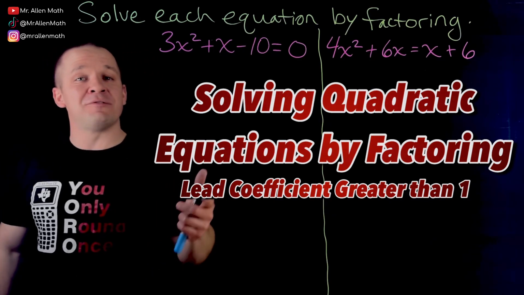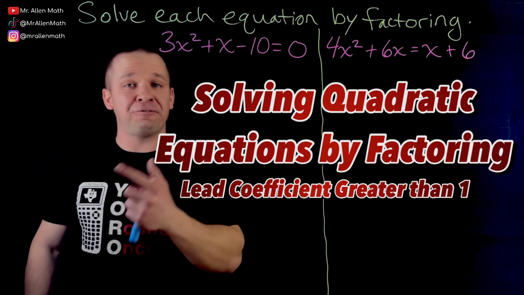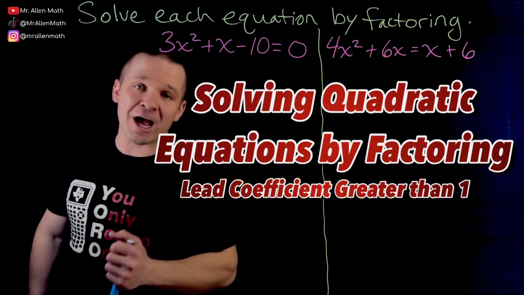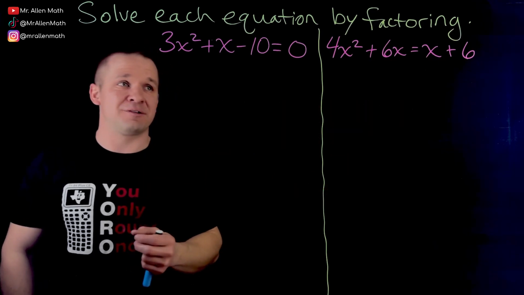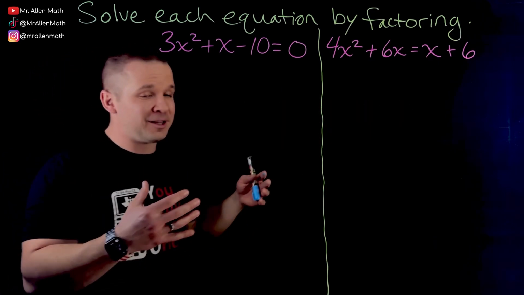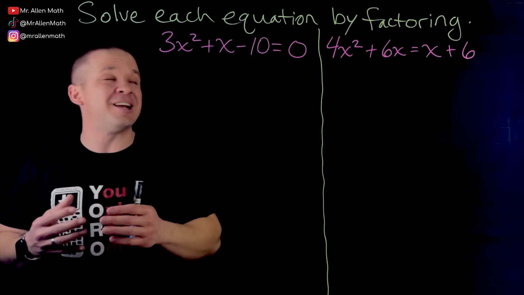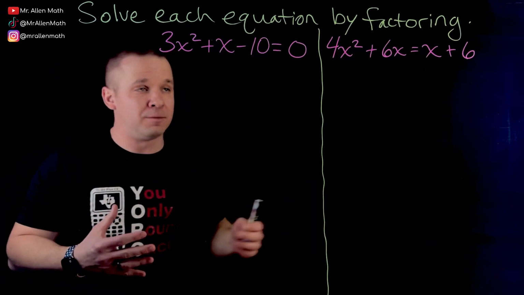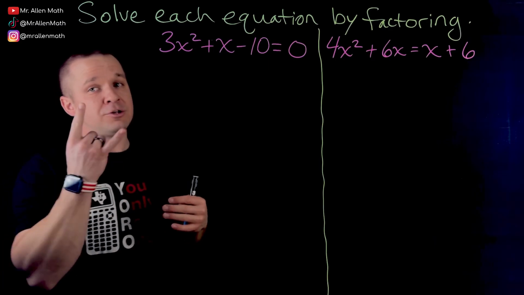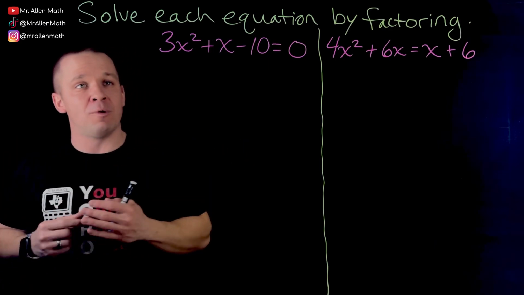Mr. Allen, and I'm about to solve these two quadratic equations by factoring, and guess what? They're going to have lead coefficients, okay? So if you've been avoiding factoring with a lead coefficient and you finally want to learn and stop avoiding your mathematical problems, I'm going to show you guys how to do it in two different ways. Pick your poison, which one you want, all right?